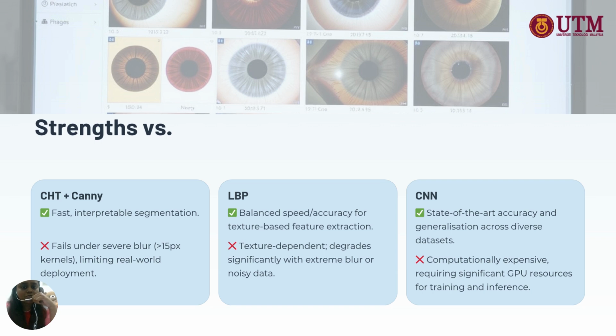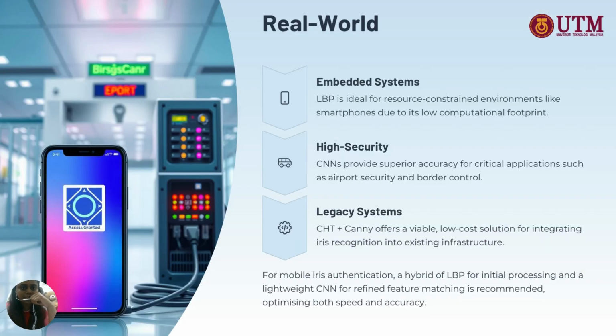CNN has state-of-the-art accuracy and generalization across diverse datasets. But it is computationally expensive, requiring significant GPU resources for training and inference. So let's see real-world applicability: embedded systems and high-security systems.